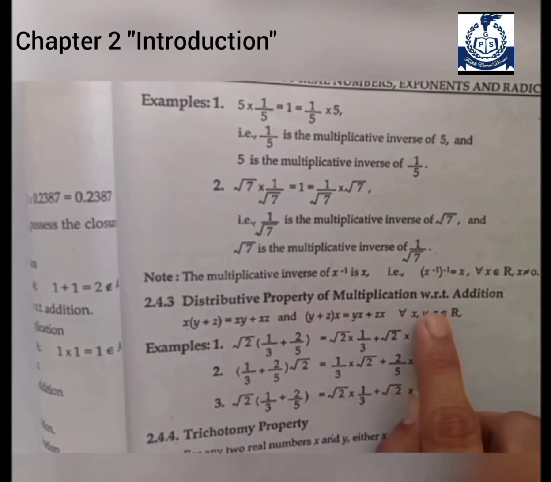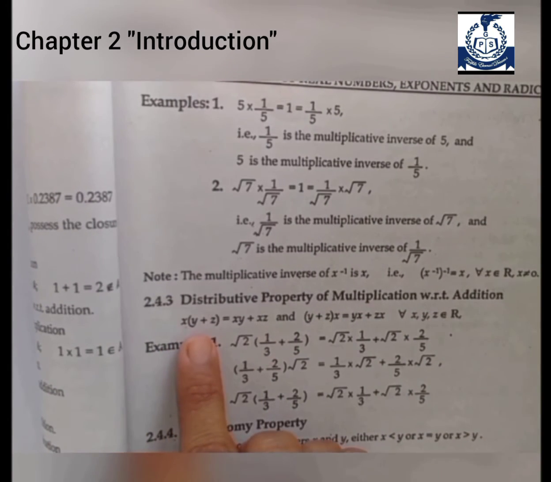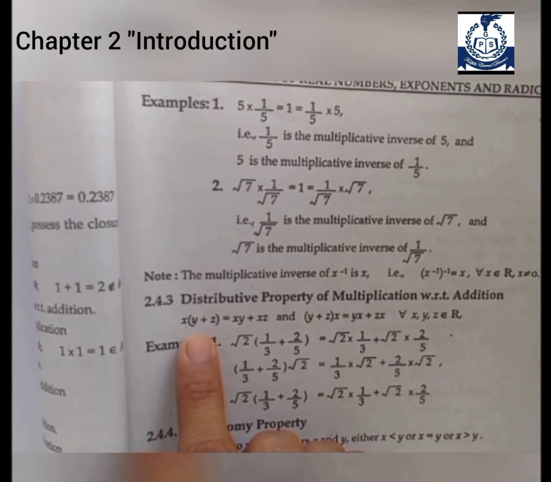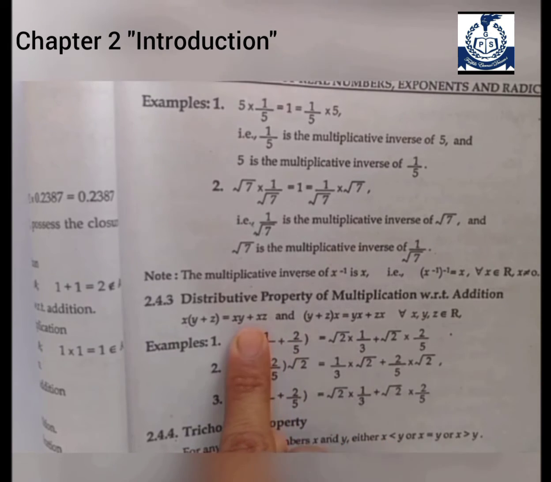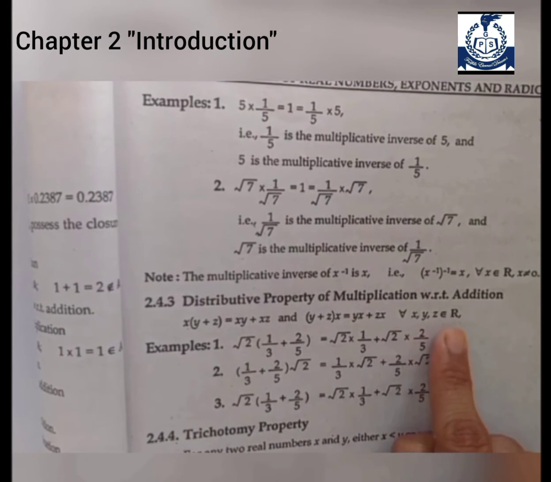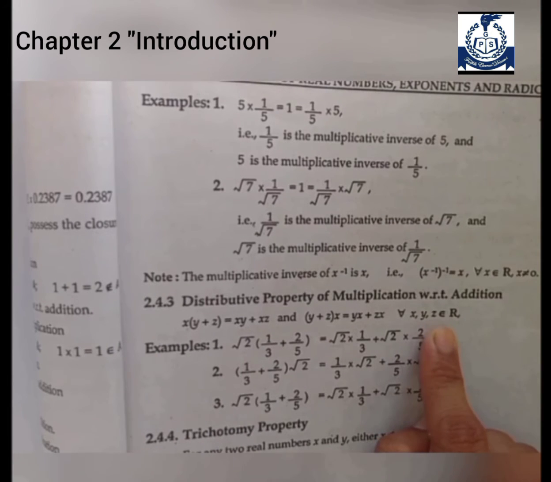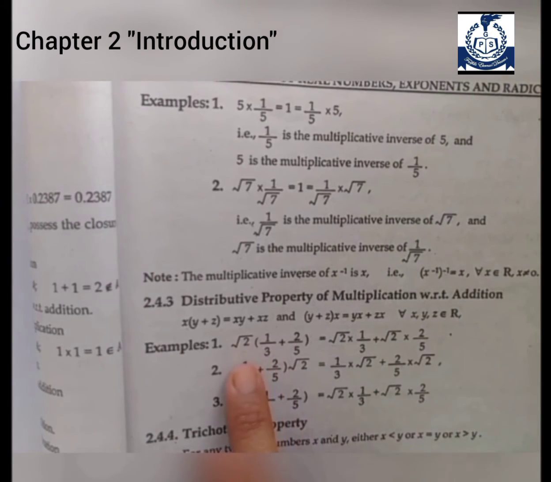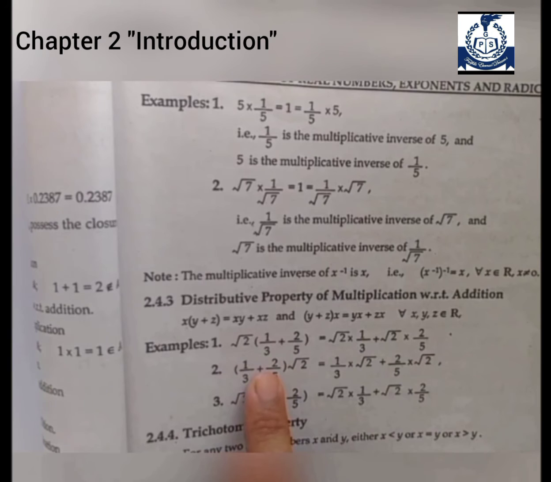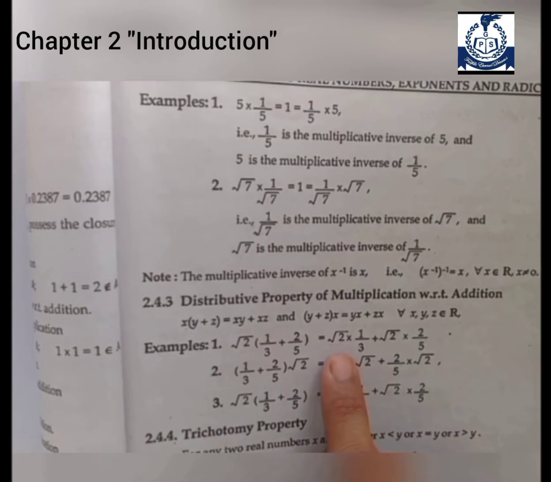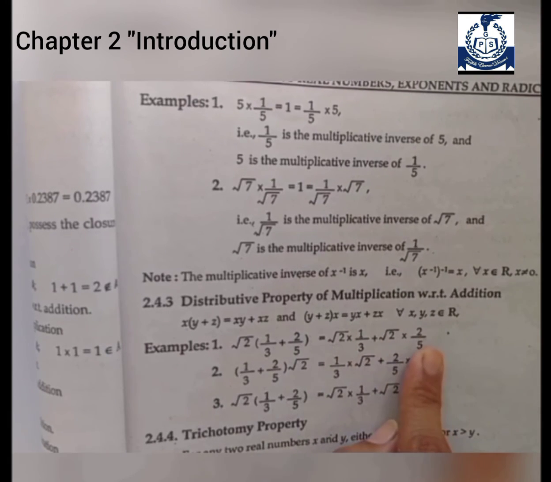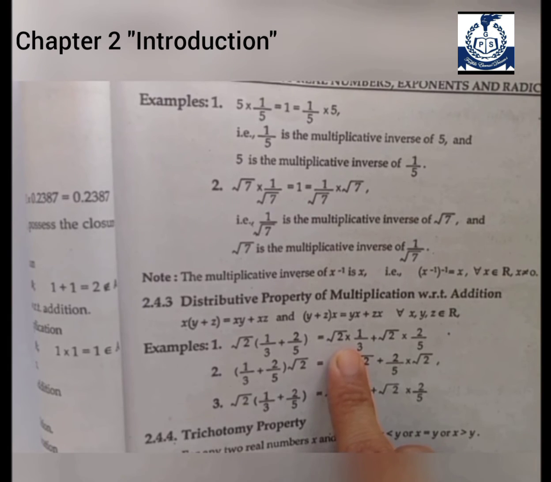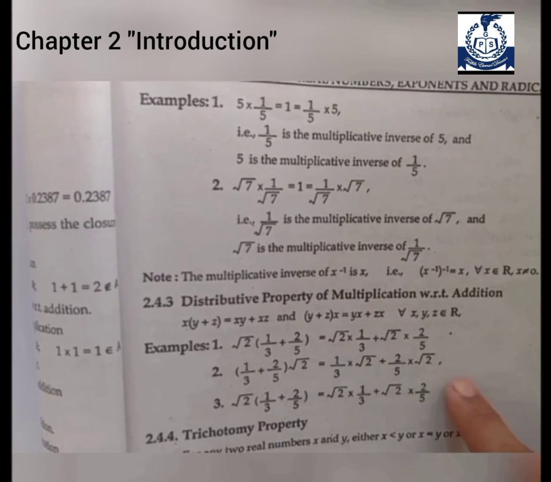Distributive property of multiplication with respect to addition. We have x times the bracket y plus z, which is equal to x multiplied by y plus x multiplied by z. In this property we have both signs, addition and multiplication, for all x, y, z belonging to real numbers. For example, if we first add y and z and then multiply by x, or if we multiply x by y and x by z and then add, in both conditions we get the same answer.